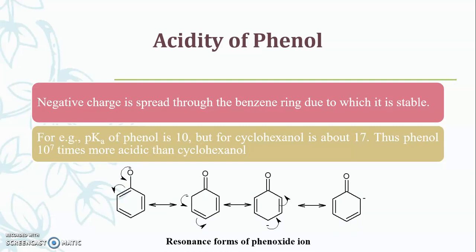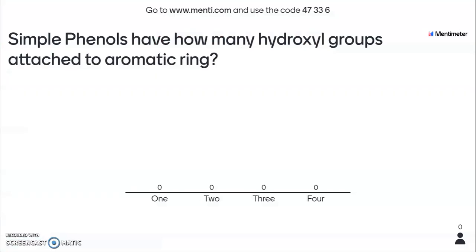Now this diagram gives you an idea about the resonance forms of the phenoxide ion. As I said, this negative charge is spread throughout the benzene ring, and that's why it is stable. So here this negative charge is donated to this double bond, which is broken down and electrons are transferred to this carbon atom. In such a way, these electrons are transferred to ortho, meta and para positions. That's why these particular resonance forms are generated, and that's why phenoxide ion is stable, due to which phenols act as acidic. So this is about the acidity of the phenol.